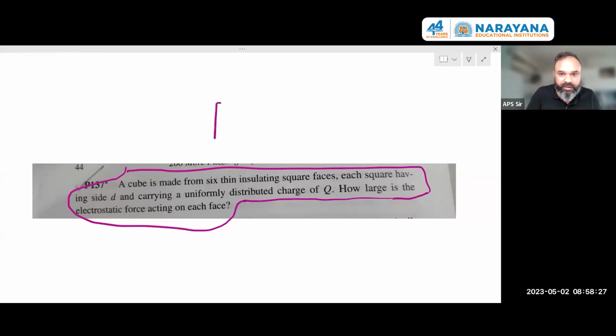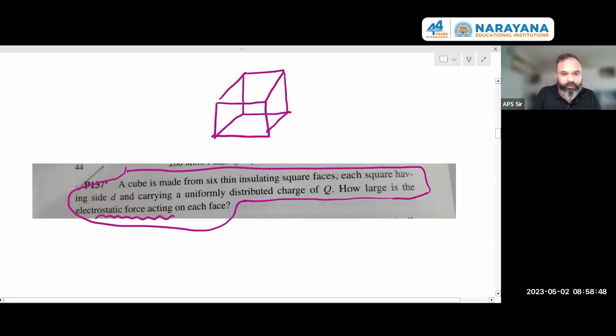So the question is like this. If I give you a cube, right, a hollow cube, with charges present on all the faces, by symmetry, on any of the face, the force will be same, electrostatic force. So the question is, what is that electrostatic force acting on each face? Right? Now, let us take this charge as such. Now, he has said that each square side is having q. So let me say the total charge on this cube is 6q. Right? And every face is uniformly carrying a charge.